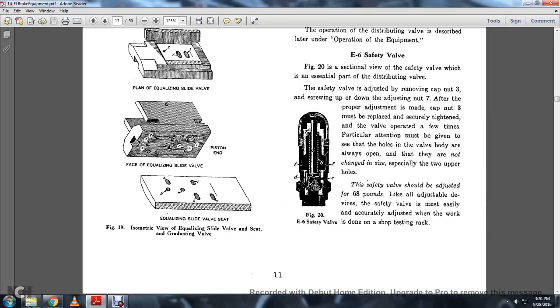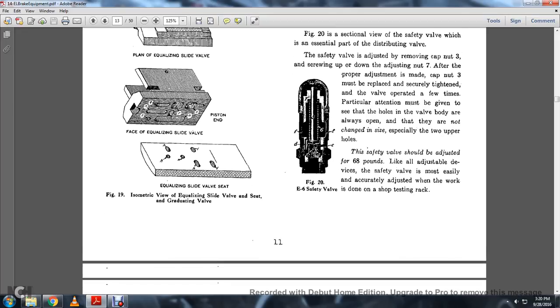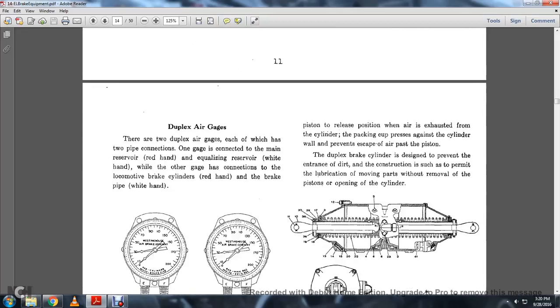The accurate adjustment when the work is done to be in a shop testing rack. Your duplex gauge. There are 2 duplex air gauges, which have the 2 pipe connections. One gauge is connected with the main reservoir on the red hand and the equalizing reservoir on the white hand. The other gauge has the connections of the locomotive brakes on the red hand and the brake pipe on the white hand.